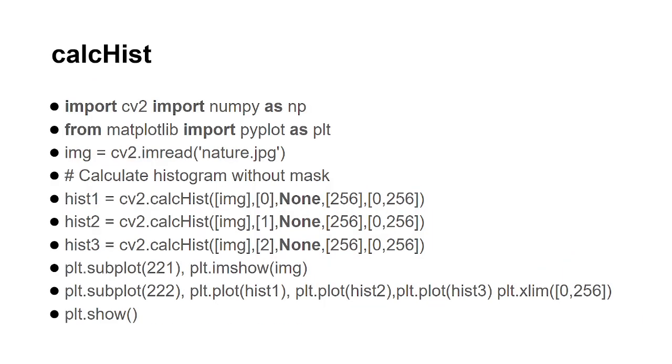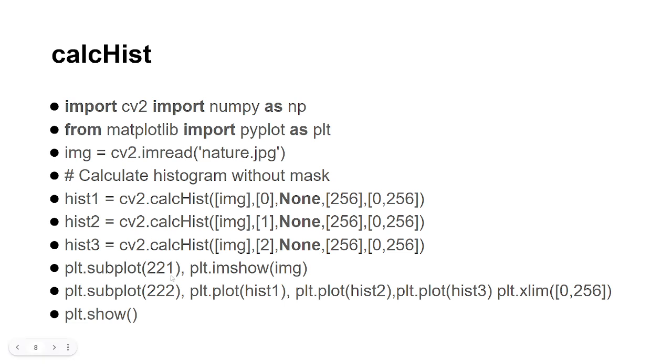Here is the program in OpenCV. It imports the OpenCV library along with NumPy, and the plotting library Matplotlib's PyPlot. You read the image with imread and then calculate the histogram without any mask. In that case, you get histograms 1, 2, and 3 for the 3 channels, calculated for the image with channels 0, 1, and 2, red, green, blue, with pixel values from 0 to 256. Then we plot the histograms 1, 2, and 3.